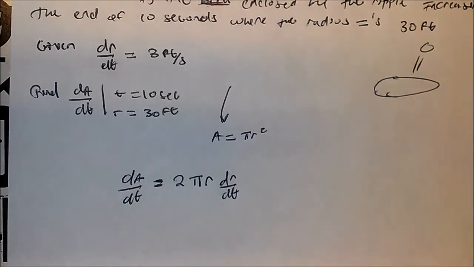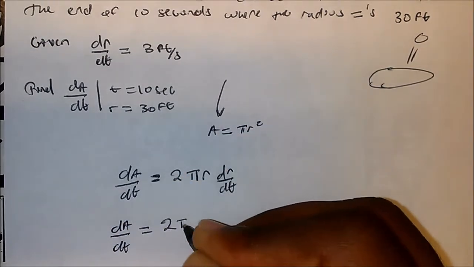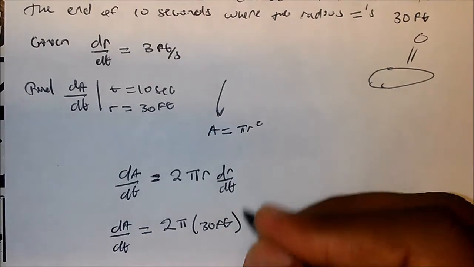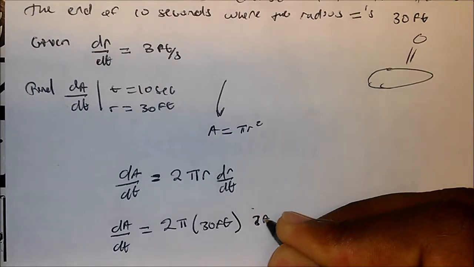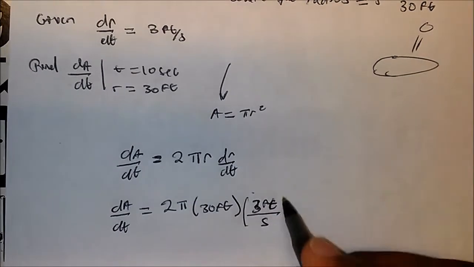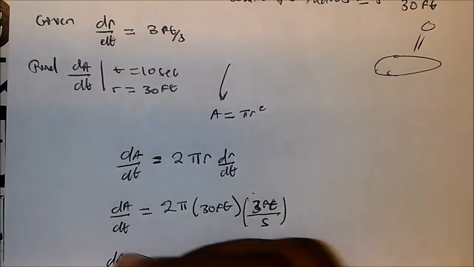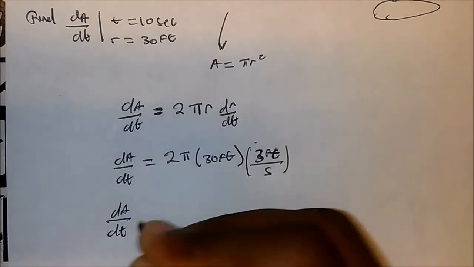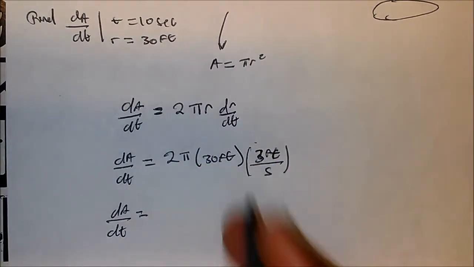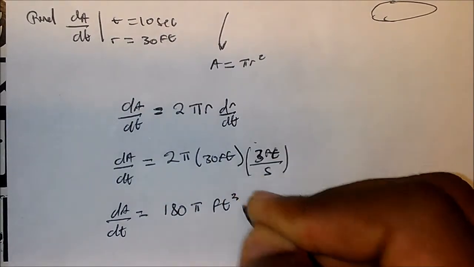In this case, the time doesn't matter. So dA/dt will be 2 pi, r is 30 feet, and then dr/dt is just 3 feet per second. And we just multiply these. So dA with respect to time: 2 times 30 is just 60, 60 times 3 is 180. So this will be 180 pi feet squared per second.